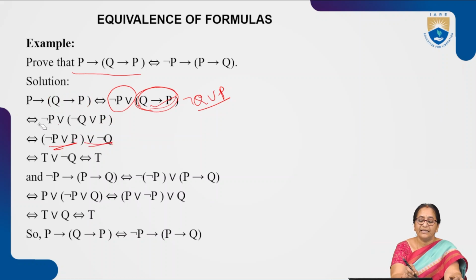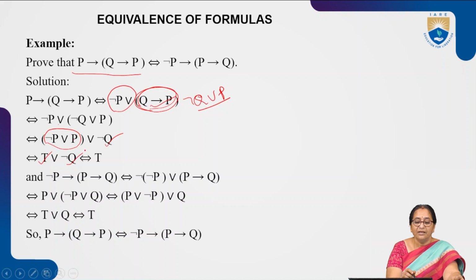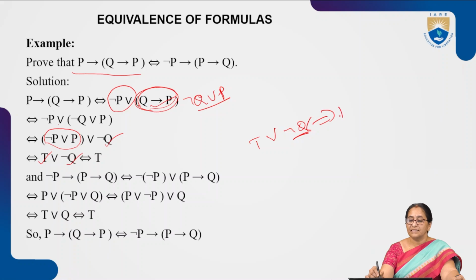We are just splitting the braces: negation of Q R P. By using the formula, we can say negation of P R P or negation of Q. We know negation of P R P is always T, and negation of Q we are having some truth value. The remaining value may be either true or false. Then we can say that its result is always T.